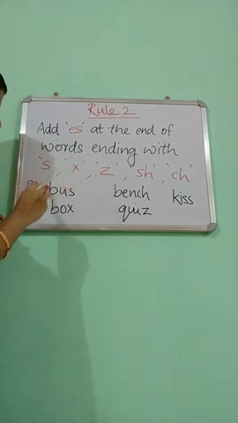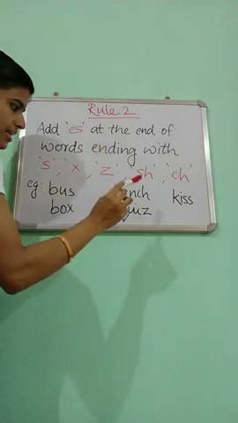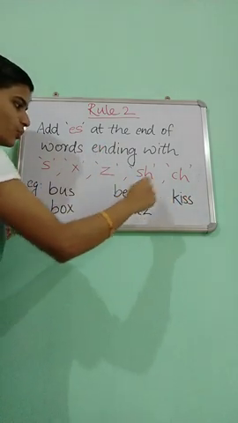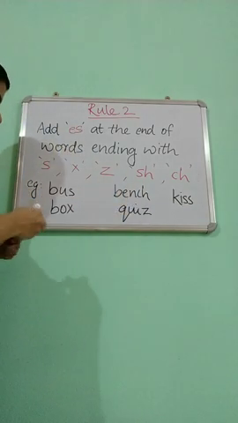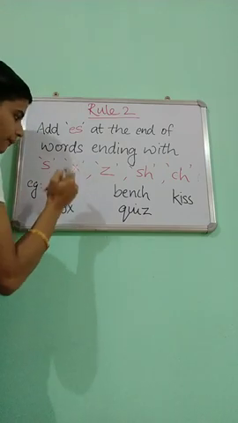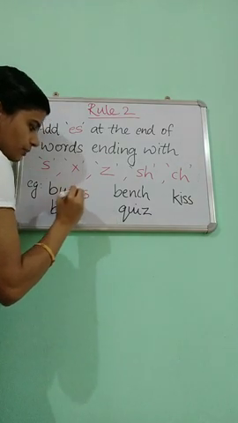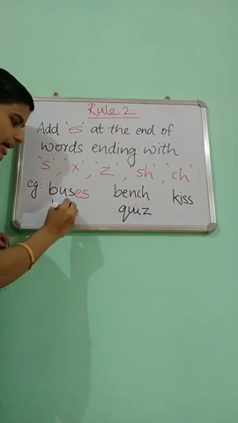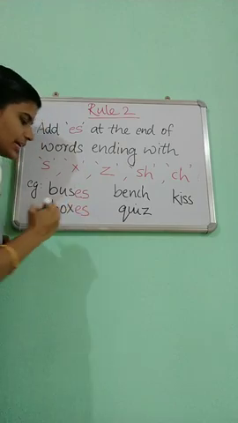For example, words like bus, box, bench, quiz, kiss. We can change these words into its plural form by adding ES. The word bus, the last letter is S. So, we can make it plural by adding ES. Buses. Then box. The last letter is X. So, we can make it plural by adding ES.